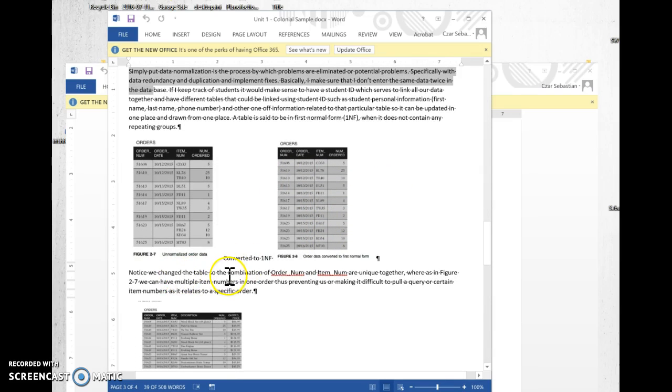So notice we changed the table so that the combination of order number and item number are unique together, whereas in figure 2-7 right here, we could have multiple item numbers in one order, making it difficult to pull a query.